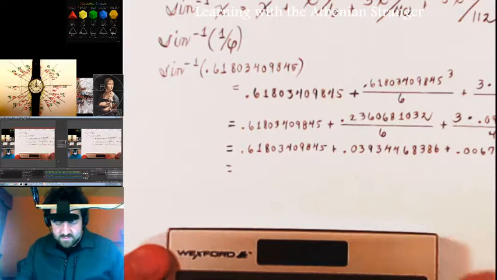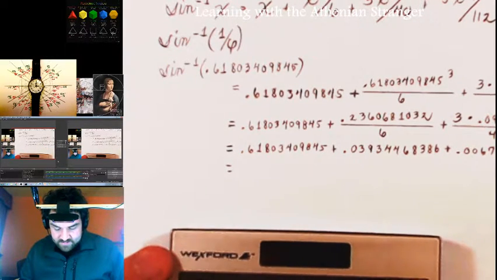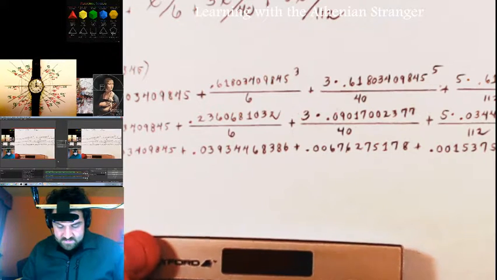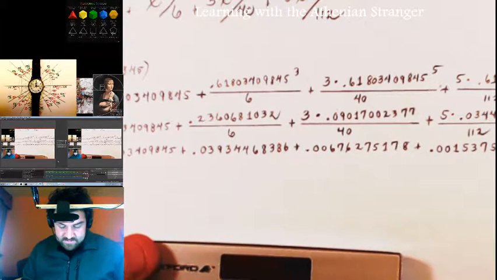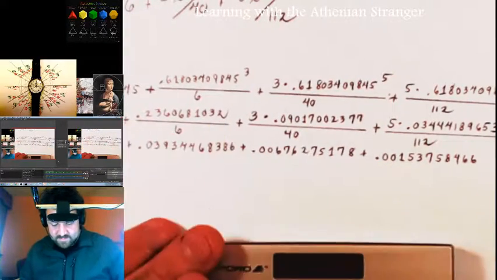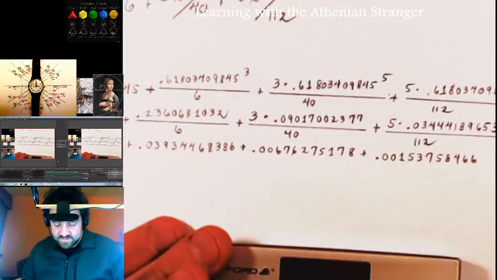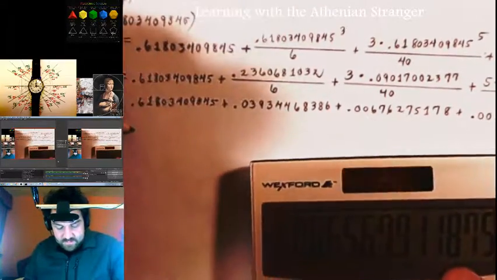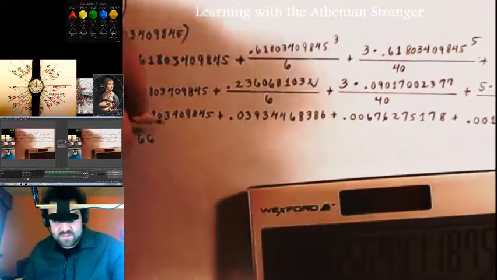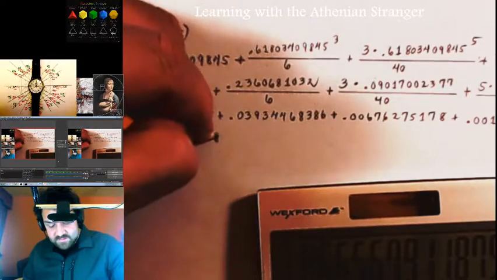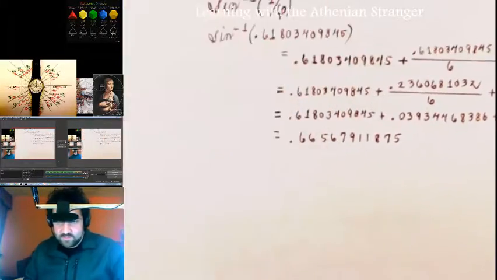0.618034098845 plus this term right here, 0.03934468386, plus the next term, 0.00676275178, plus 0.01537584666 equals. Okay, here we go. Drum roll. 0.66567911875.